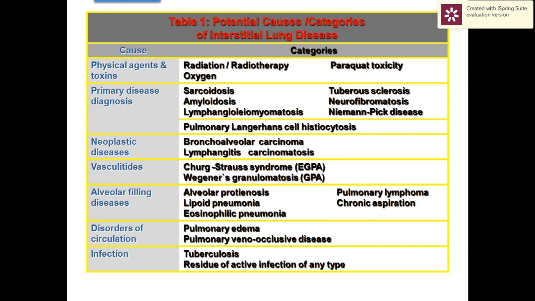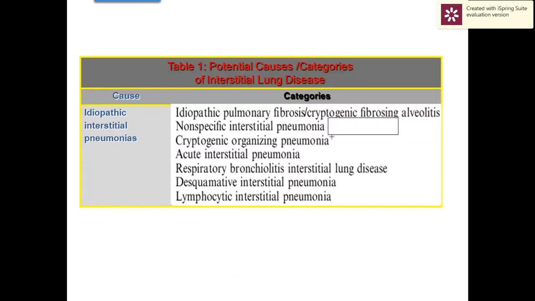Vasculitis is Churg-Strauss and Wegener, now called eosinophilic granulomatosis with polyangiitis or granulomatosis with polyangiitis. Idiopathic pulmonary fibrosis, whose previous name was cryptogenic fibrosing alveolitis. Non-specific interstitial pneumonia, cryptogenic organizing pneumonia, acute interstitial pneumonia, respiratory bronchiolitis interstitial lung disease, desquamative interstitial pneumonia, lymphocytic interstitial pneumonia.